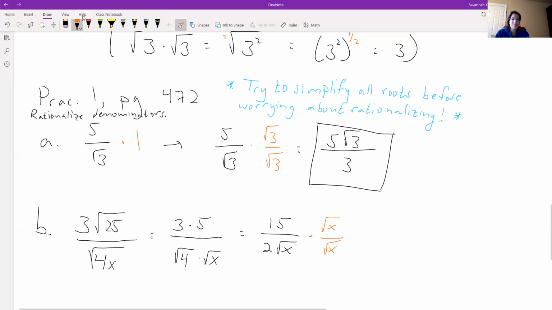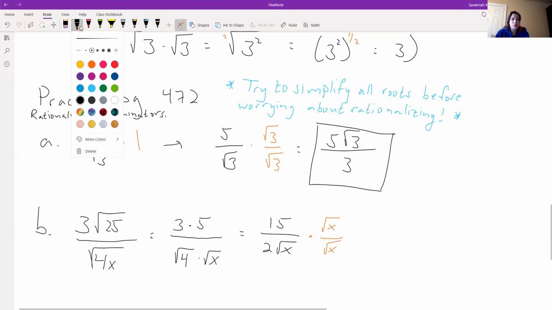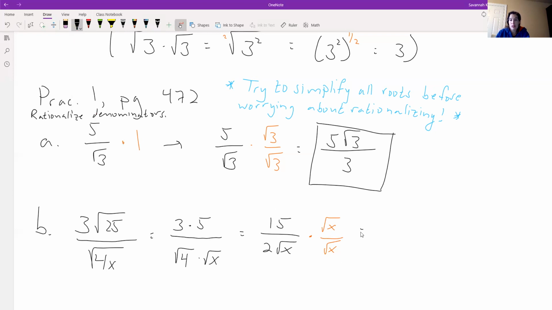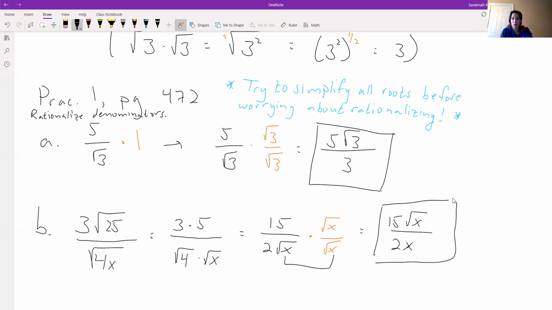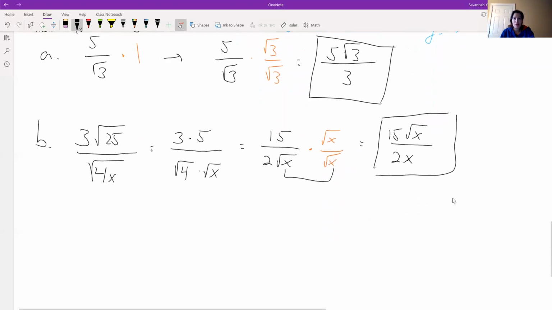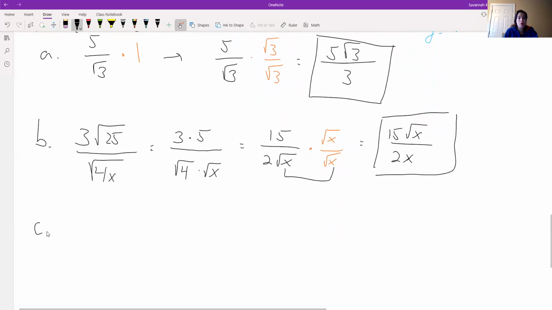We go like that. So create that cleverly disguised number 1. 15 square root of x over 2. And then remember that these two matching square roots are going to come together. And we've got that, which is considered prettier, nicer, equal in some people's eyes. Preferable at the very least.